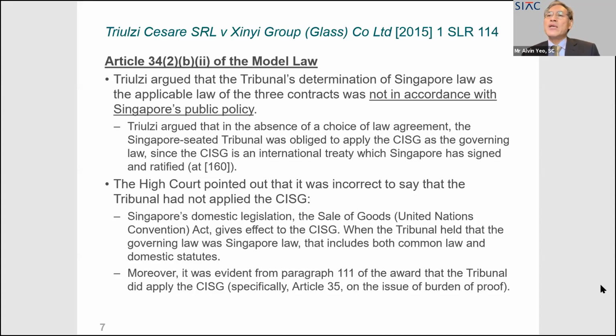And the High Court said, well, it's not correct to say the tribunal had not applied the CISG because the tribunal had found that Singapore law applied, and Singapore law has actually enacted legislation to give effect to the CISG. So in effect, when you say Singapore law applies, you're also applying the CISG, which has been given the force of law in Singapore. And they also referred to a particular paragraph where the tribunal actually applied the CISG on the burden of proof. But if I can move over to the next slide.